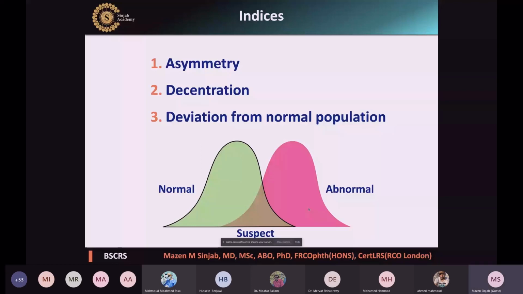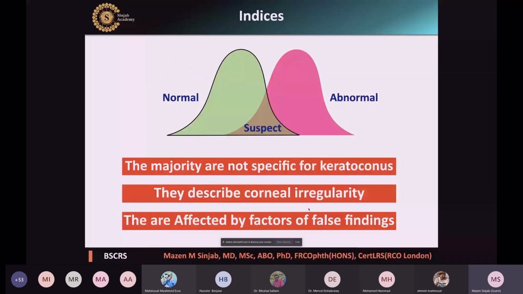Moreover, the majority of these indices are not specific for keratoconus. Why? Because they describe corneal irregularity. So they are affected by factors of false findings. For example, dry eye, any irregularity of the cornea, scar, any opacity, any haze. So we cannot depend on those indices in the diagnosis of ectatic corneal diseases. We come to the exclusion of false factors.